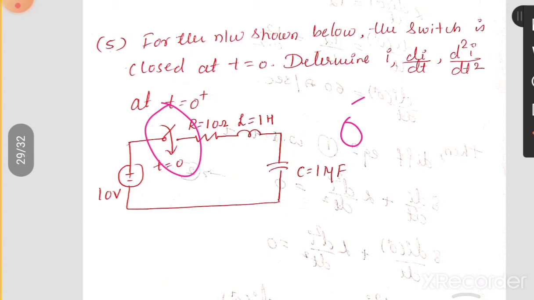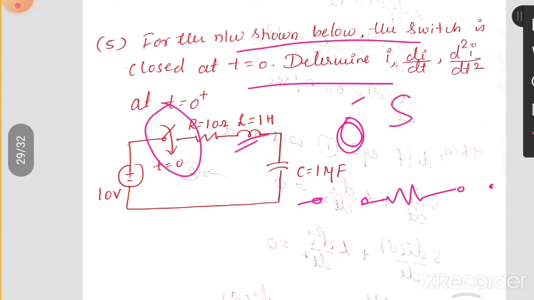So to get that, what we have to do is draw the circuit at t equal to 0 minus, just before. It was open, and there is a resistance. A simple inductance is there, and it has to be represented by an open circuit because it is the initial condition. They have not mentioned anything about steady state, or about a long time and so on.